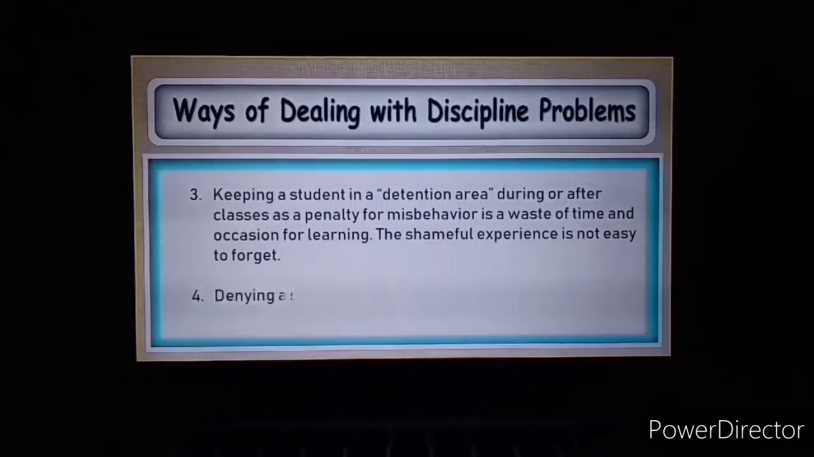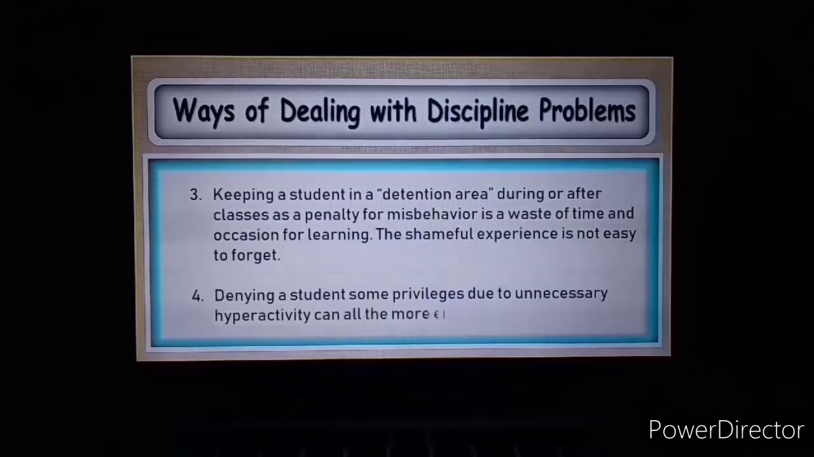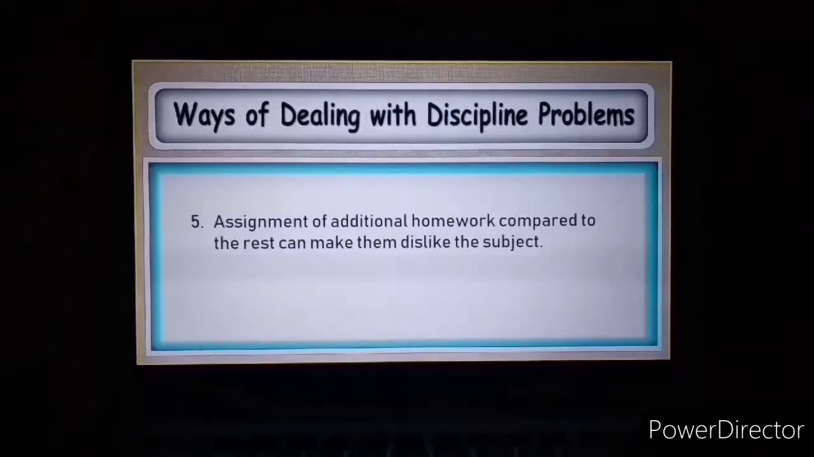Number 4, denying a student some privileges due to unnecessary hyperactivity can all the more encourage repetition. So, dapat di nato limitahan ang students sa ilang privilege. So, dapat atong ihatag sila kung necessary for them. The fifth is assignment of additional homework compared to the rest can make them dislike the subject. Okay, be fair. So, avoid biases, avoid favoritism.